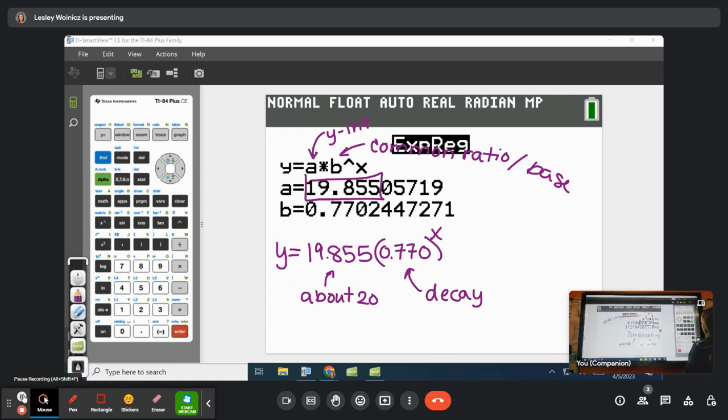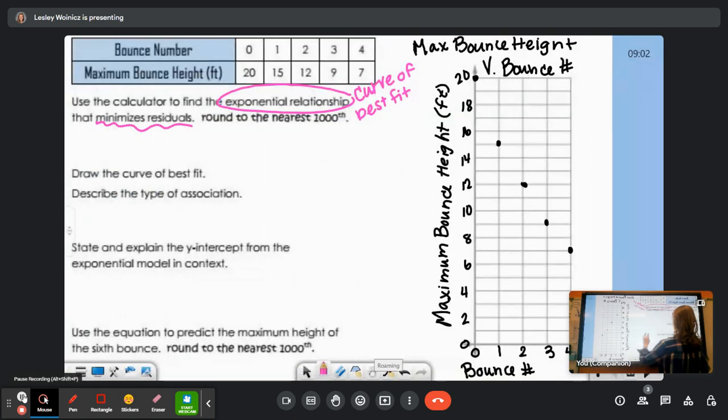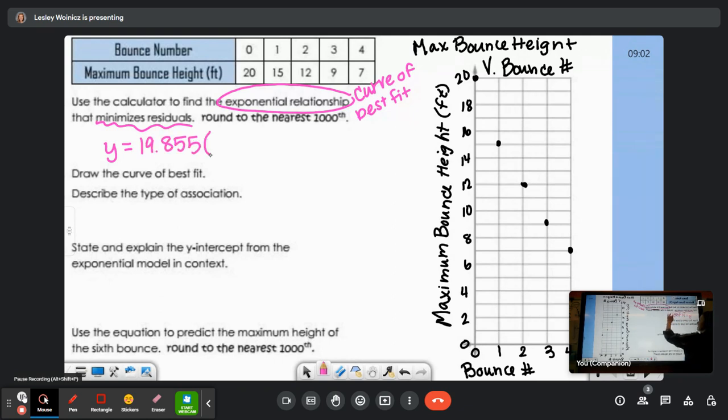All right, now we're going to write that on the line. Okay, so it was y equals 19.855 times 0.770 to the x power. And I did 3 decimal places because it says round to the nearest thousandth. So that's 3 places after the decimal because it goes tenths, hundredths, thousandths.